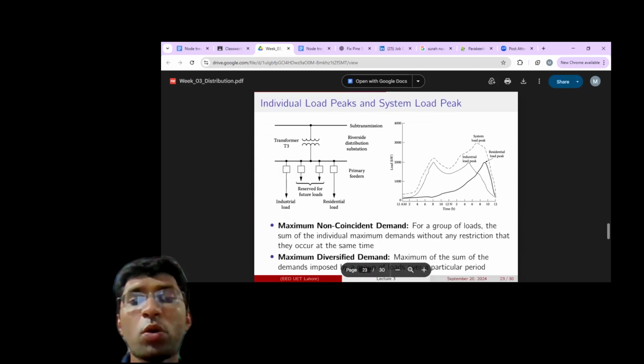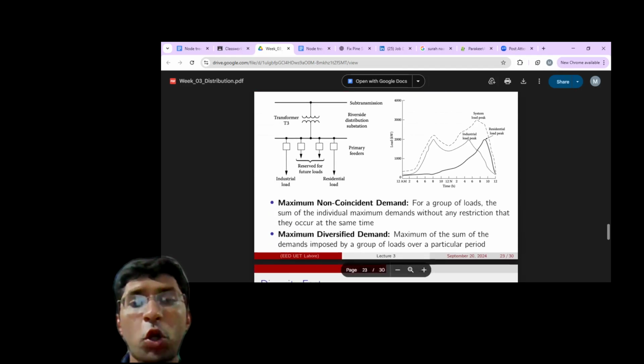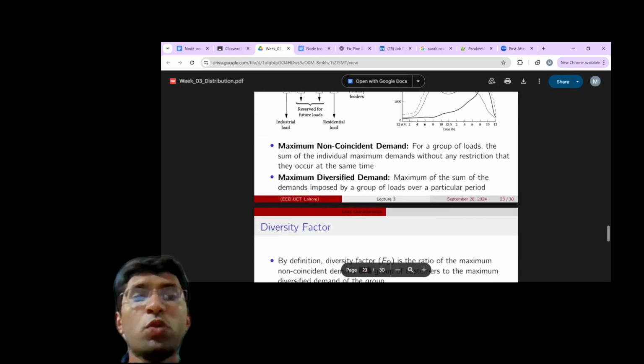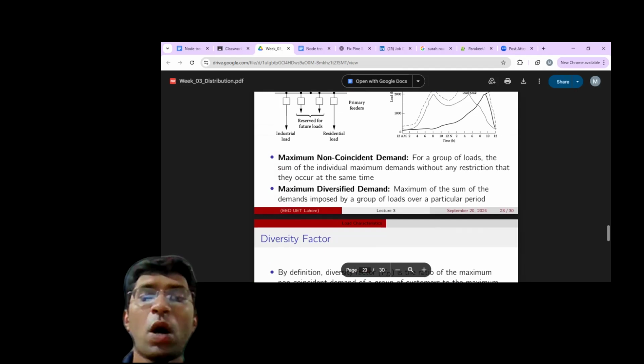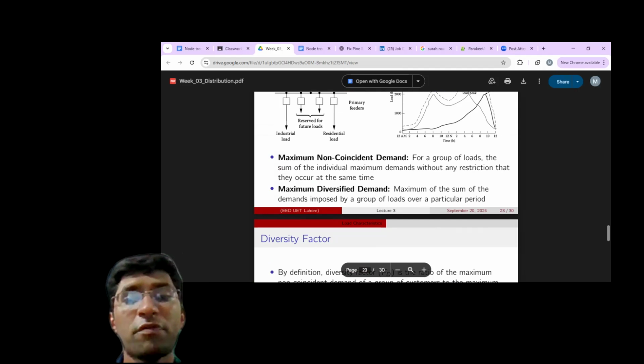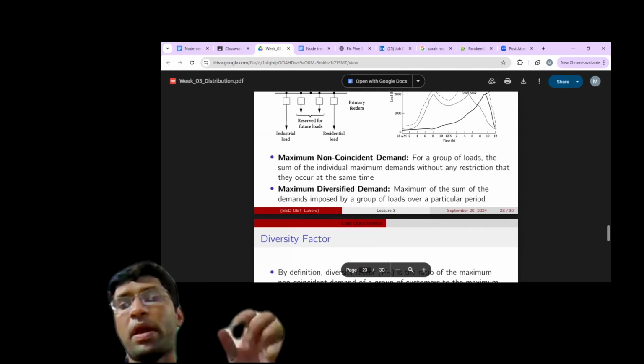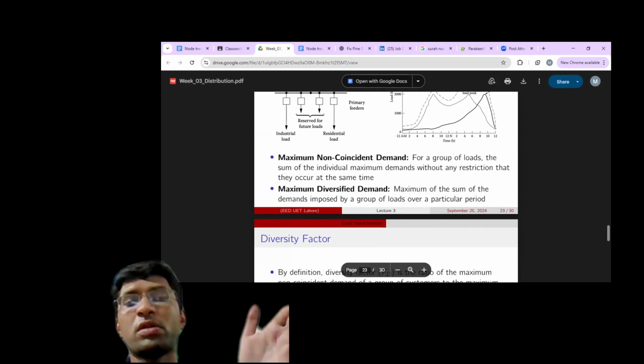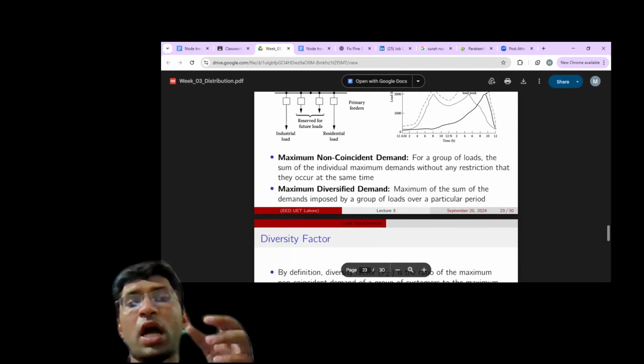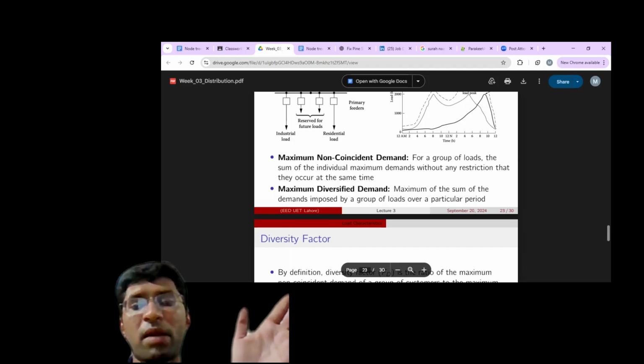So the maximum non-coincident demand, as I earlier said, for a group of loads is the sum of the individual maximum demands without any restriction that they occur at the same time. I repeat that: consider an example of a group of loads of 4 customers. When I sum the 4 customers' individual maximum demands, the maximum non-coincident demand would be the individual maximum demands without any restriction that they can occur at the same time.